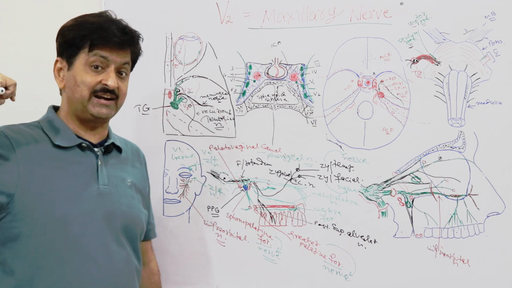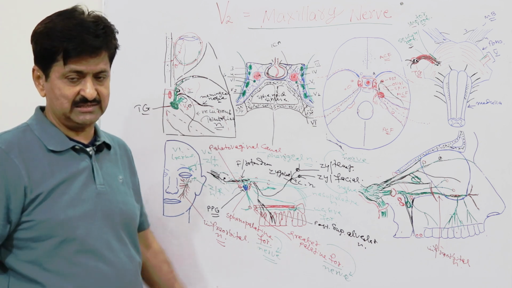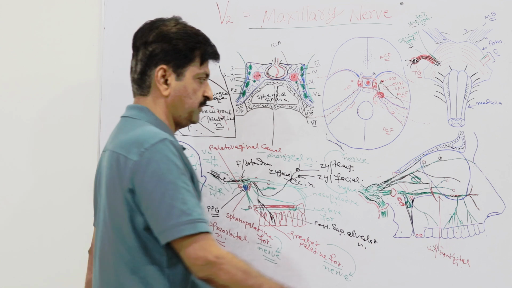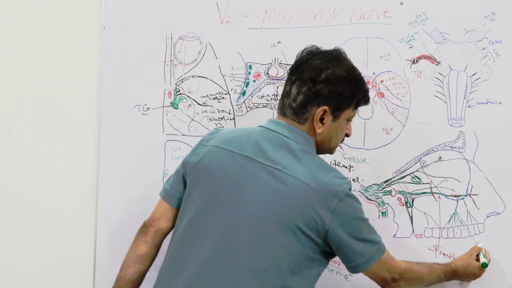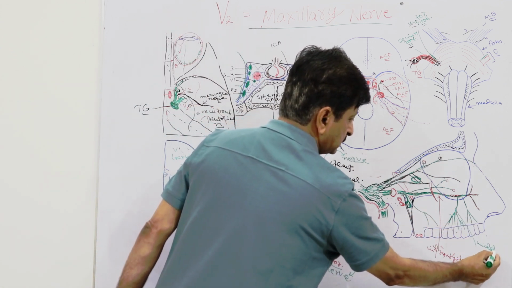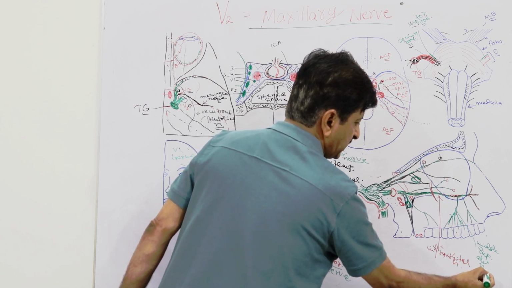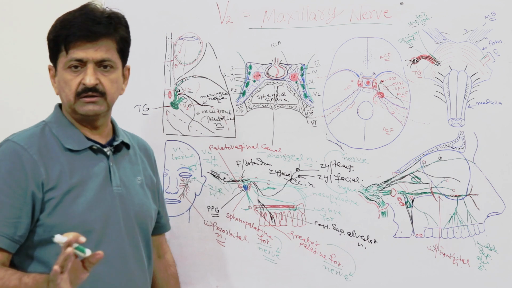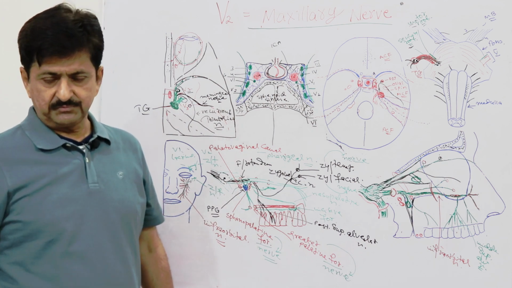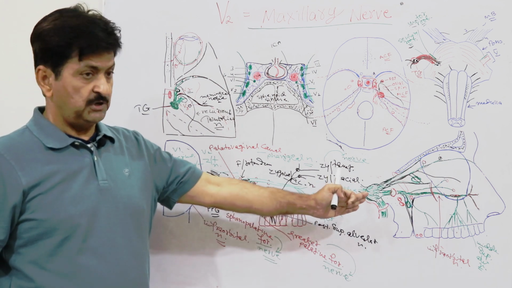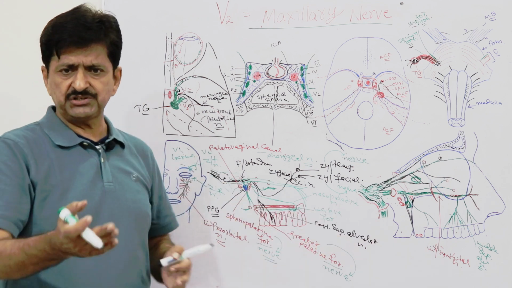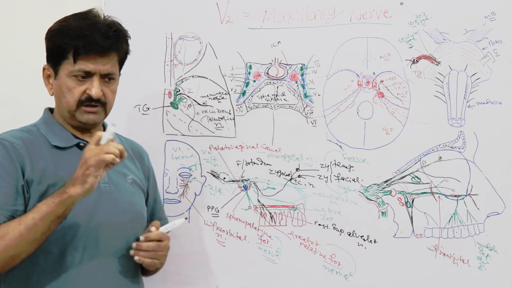But which one? Posteriorly, you have already seen it directly from the maxillary, and this one is called the middle superior alveolar nerve. Middle superior alveolar nerve, which has been given by the infraorbital nerve, which is nothing but the continuation of your maxillary just before entering into the canal.